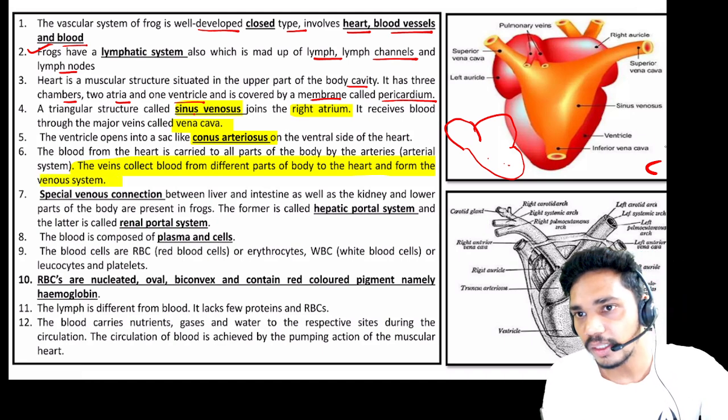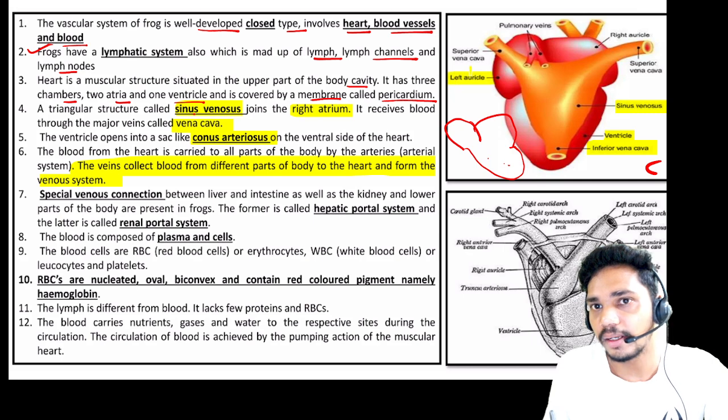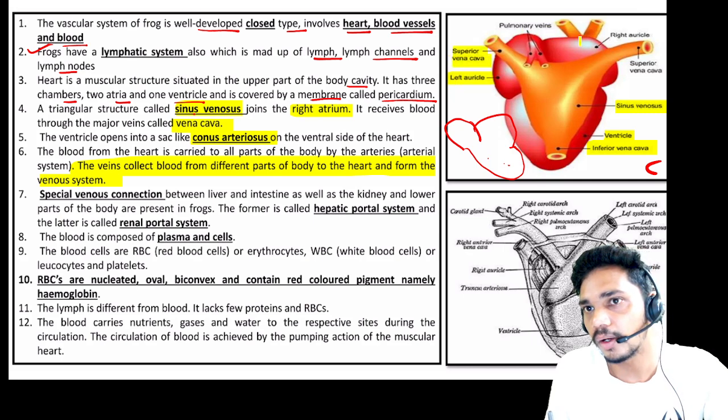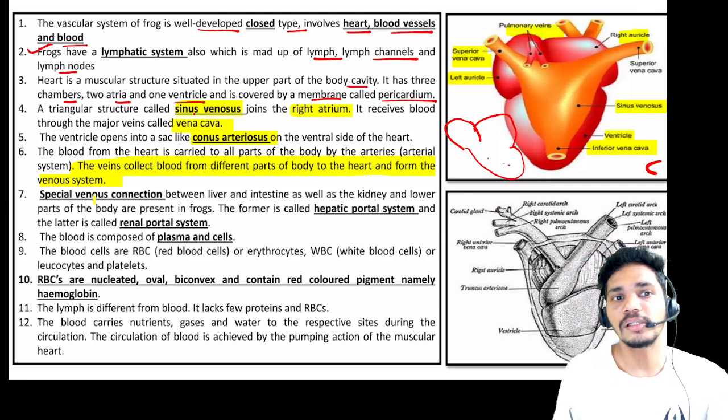So when you talk about the inferior vena cava, the ventricle is there. See, the sinus venosus is there before the ventricle, and the left atrium, superior vena cava is there. Okay, right auricle is here, pulmonary veins are there. Okay, now the special venous connection.